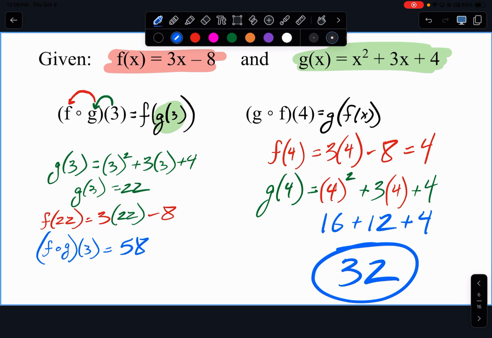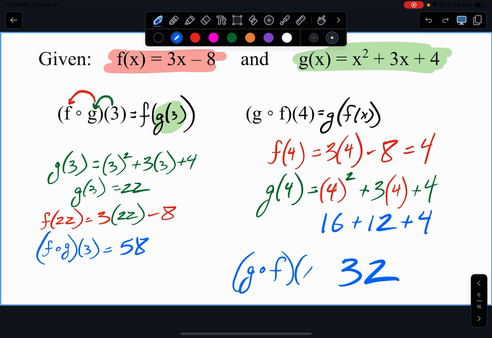Is that your final answer for g times f of x? Yep, it's not times. It's g compose f. If it was times, it would be a filled in dot. So yes, g of f of 4 equals 32.